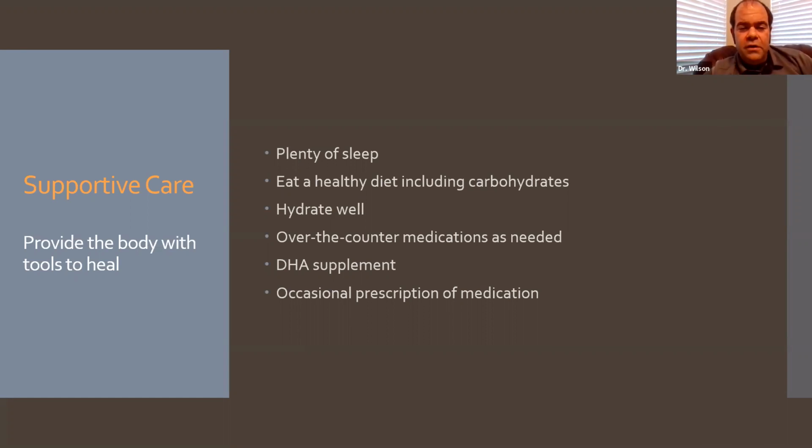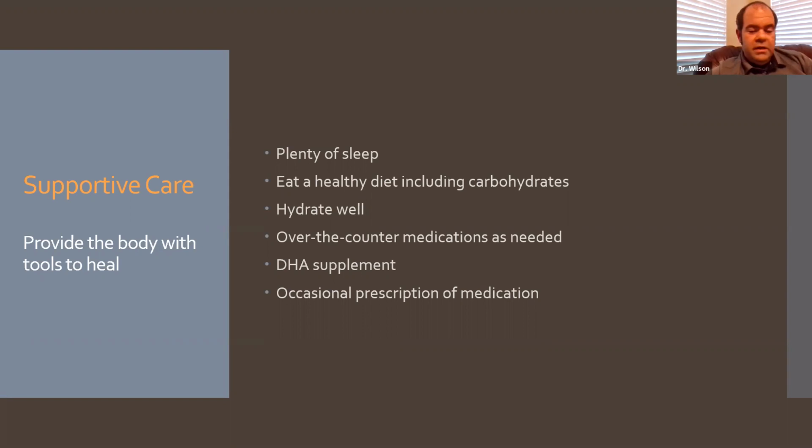We want the athlete to hydrate well with water and sports drinks. I tell folks that coffee, tea, and those sorts of things, soda pop, those don't count. They need to hydrate with water and sports drinks. They can take over-the-counter medications as needed. That can range from Tylenol to ibuprofen. We do avoid ibuprofen and Aleve in the first 24 hours of the injury, just in case there is a brain bleed, because that could technically worsen the brain bleed. But otherwise, then they can take those medicines as needed for symptoms.